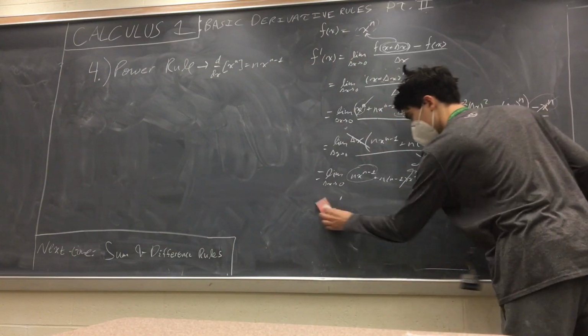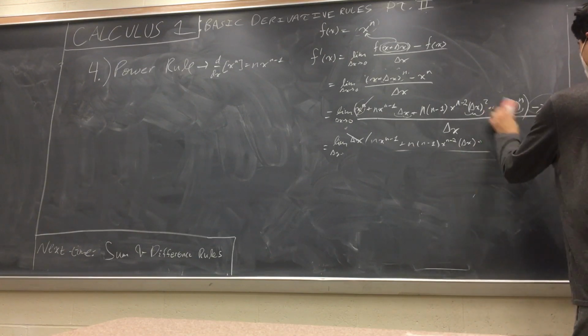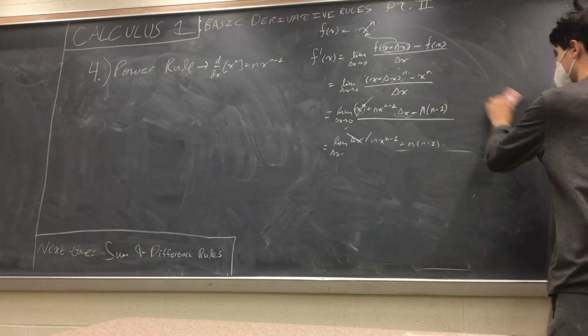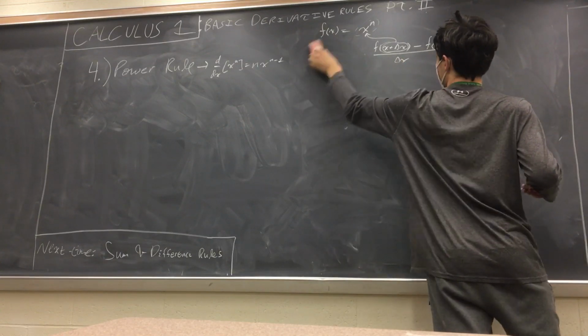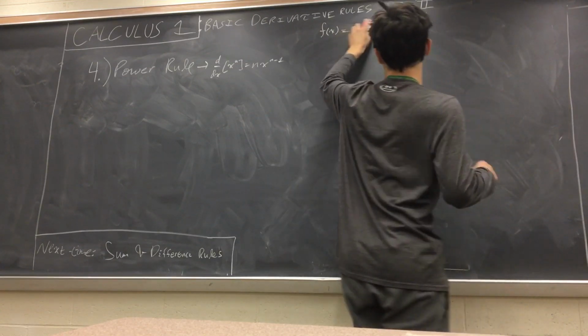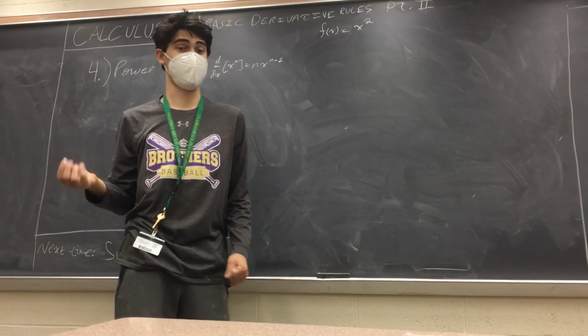So let's do a couple of example problems with this. The first one that I'll do is one that I did with the limit definition of the derivative, and that is f of x is equal to x squared.